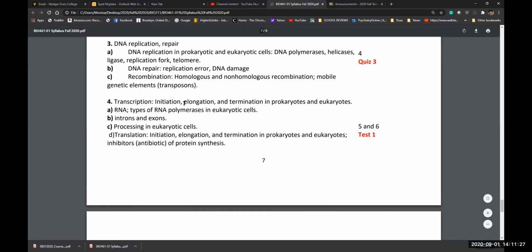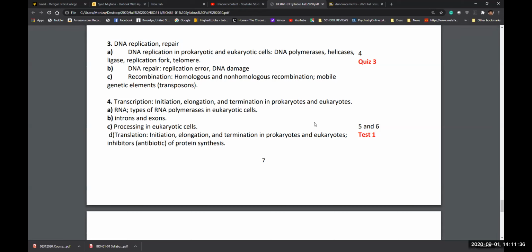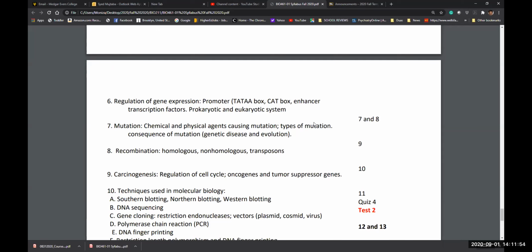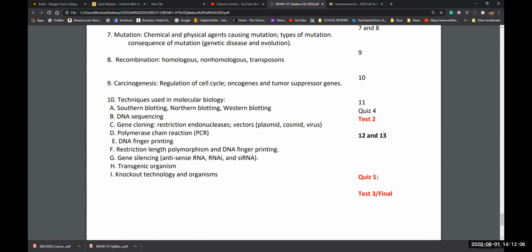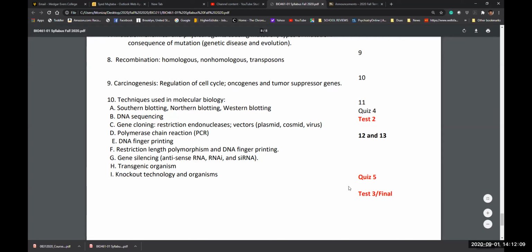After finishing transcription and translation, we will have test number 1. So while all the quizzes combined will be around 10 to 15%, test 1 by itself will be 15%. So all these tests differ from quizzes based upon the weightage of percentage points. Then you have regulation of gene expression, mutations, and cancer, cell cycle, and then you have test 2. Then there is quiz 5, and then you have test 3 and final.